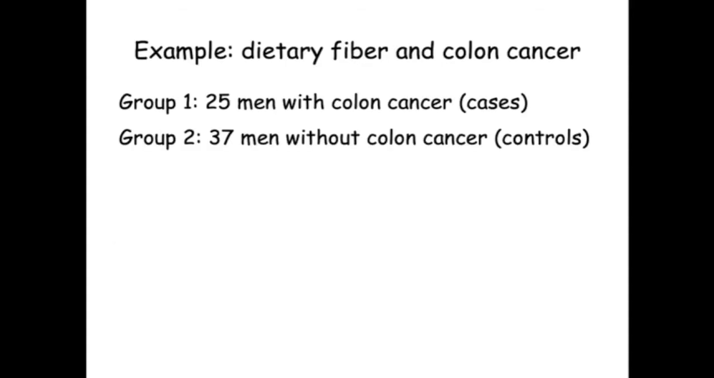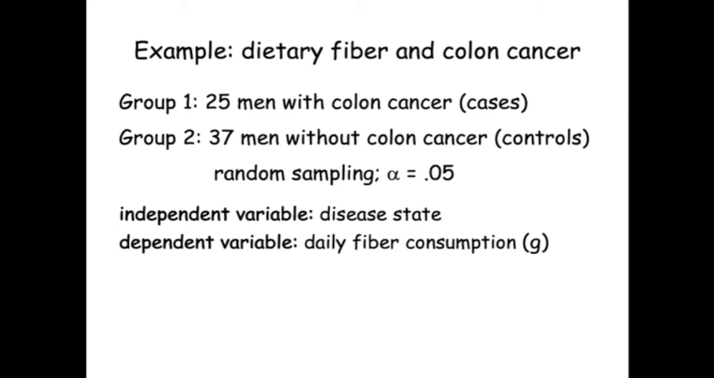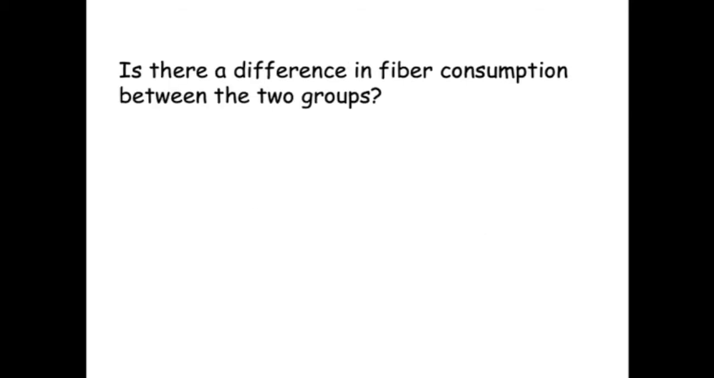Suppose we're doing a case control study comparing dietary fiber intake for men with colon cancer and those who do not have colon cancer. We'll draw random samples from both populations and use a significance level of 0.05. The independent variable is disease state, cancer or no cancer, and the dependent variable is daily fiber consumption, measured in grams. We want to know whether there is a difference in mean fiber consumption between the two groups.